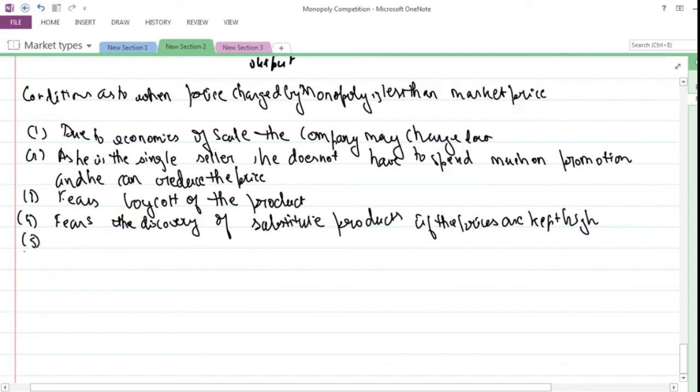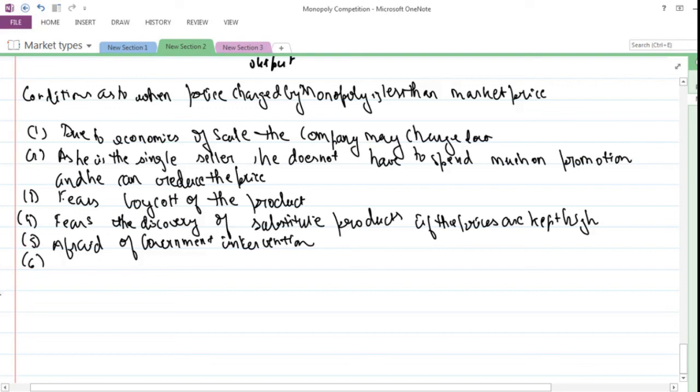After that, the monopolist is also afraid of government intervention. He is afraid that the government would intervene, and he would have to reduce the prices because of the governmental intervention. So he himself reduces the prices.